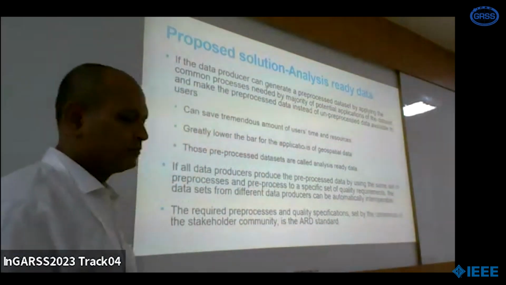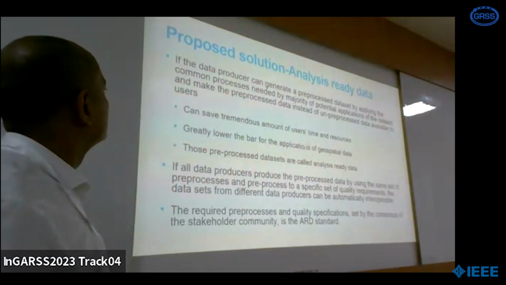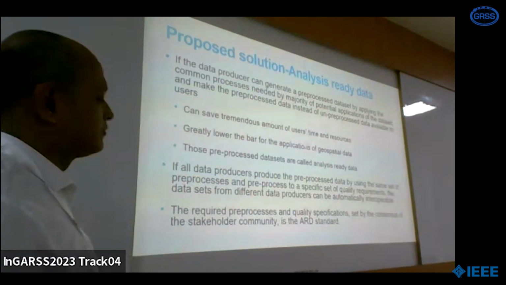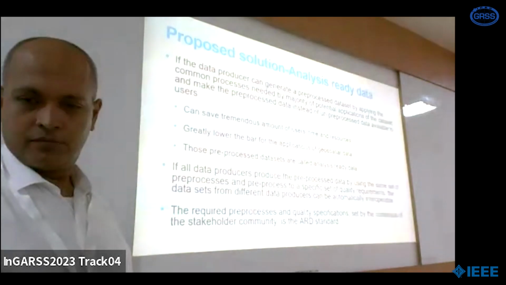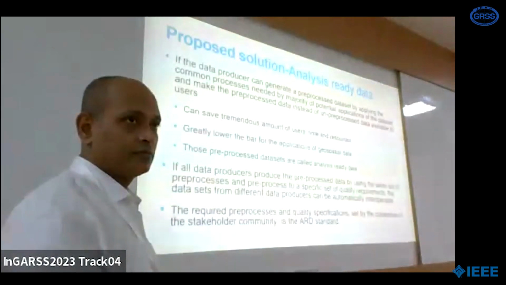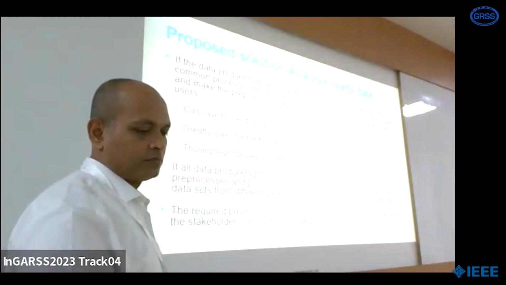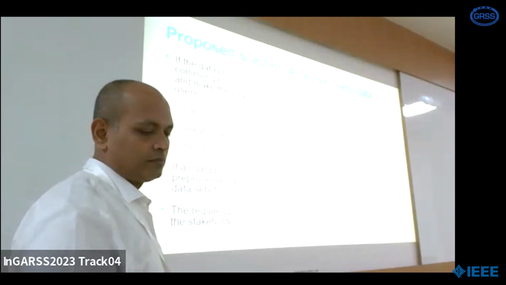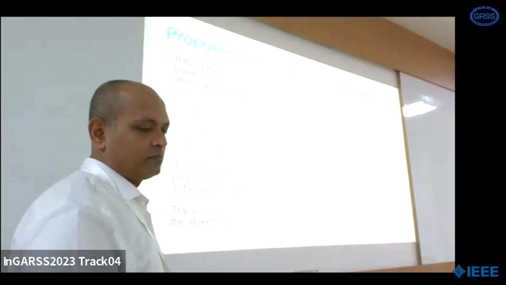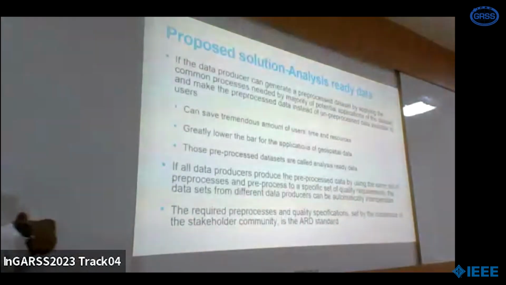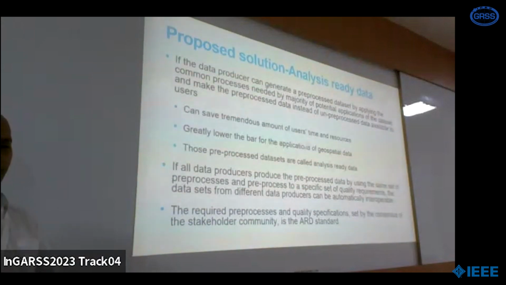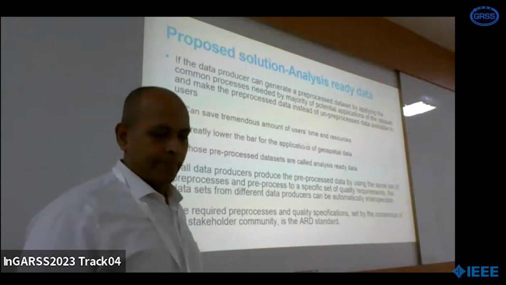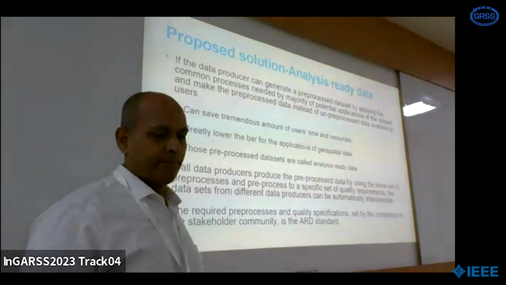With the above observations, we can propose a solution for the challenge. Basically, it allows for pre-processing that is common to a specific data type. A data producer can generate pre-processed data by applying the common pre-processing needed by the majority of potential applications of the data set, and make the pre-processed data, instead of unprocessed data, available to users.